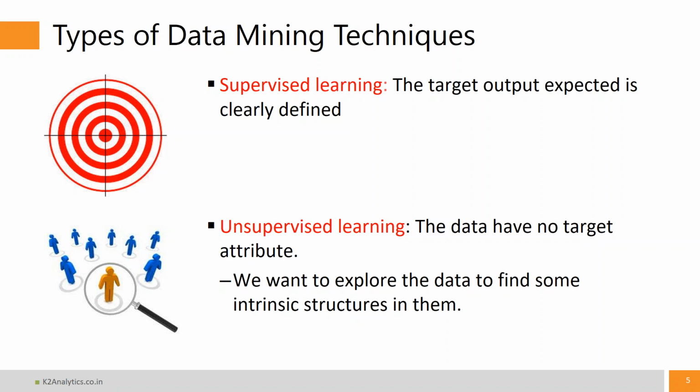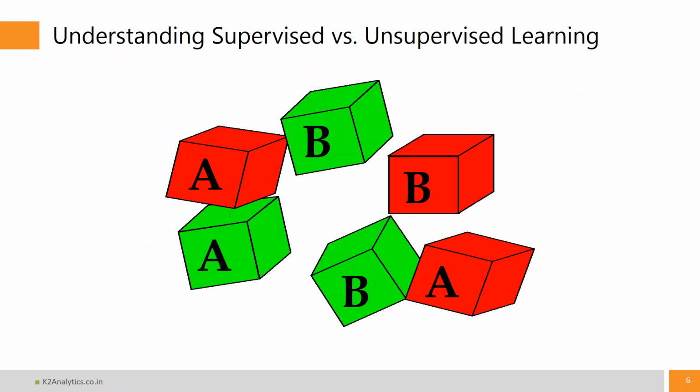Okay? Broadly, a simple example: if I give you these data points, which are shown on the screen as some cubes. Now here there are cubes which are colored red and green. At the same time, these cubes are labeled as A and B. If I ask you to estimate something, can you do any estimation here? Can you come up with any business rule? No.